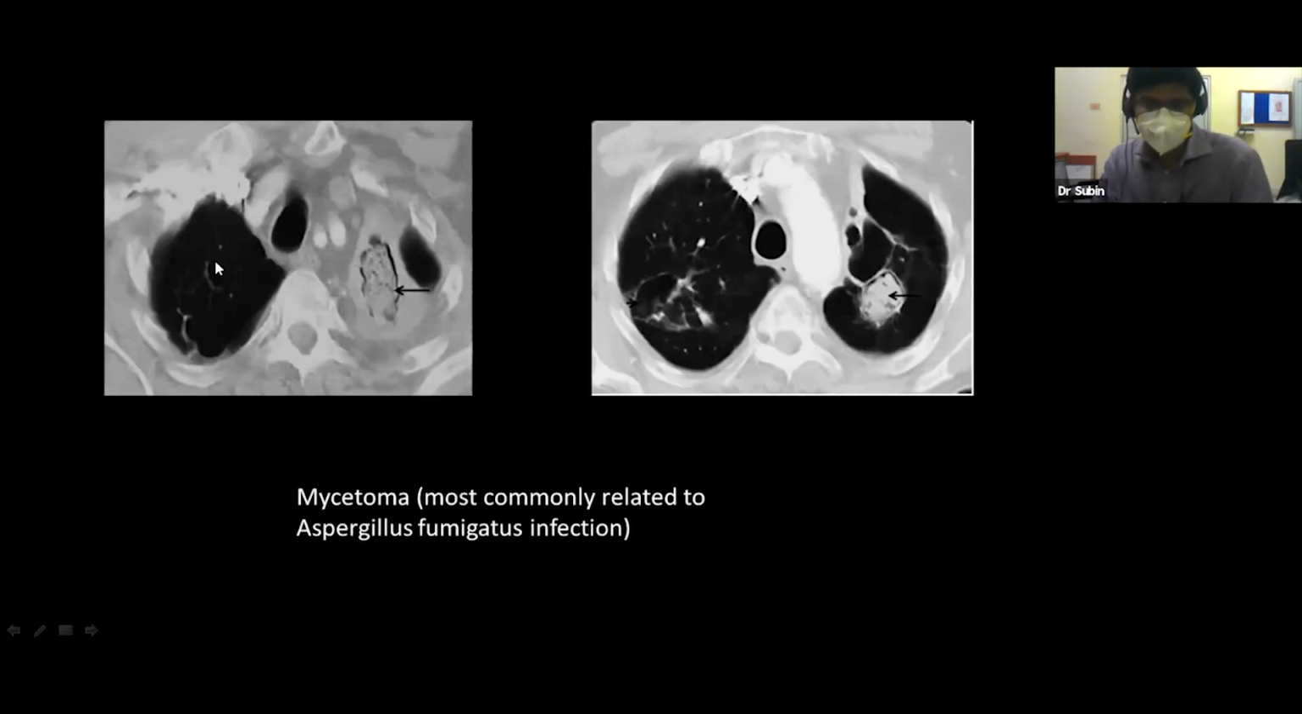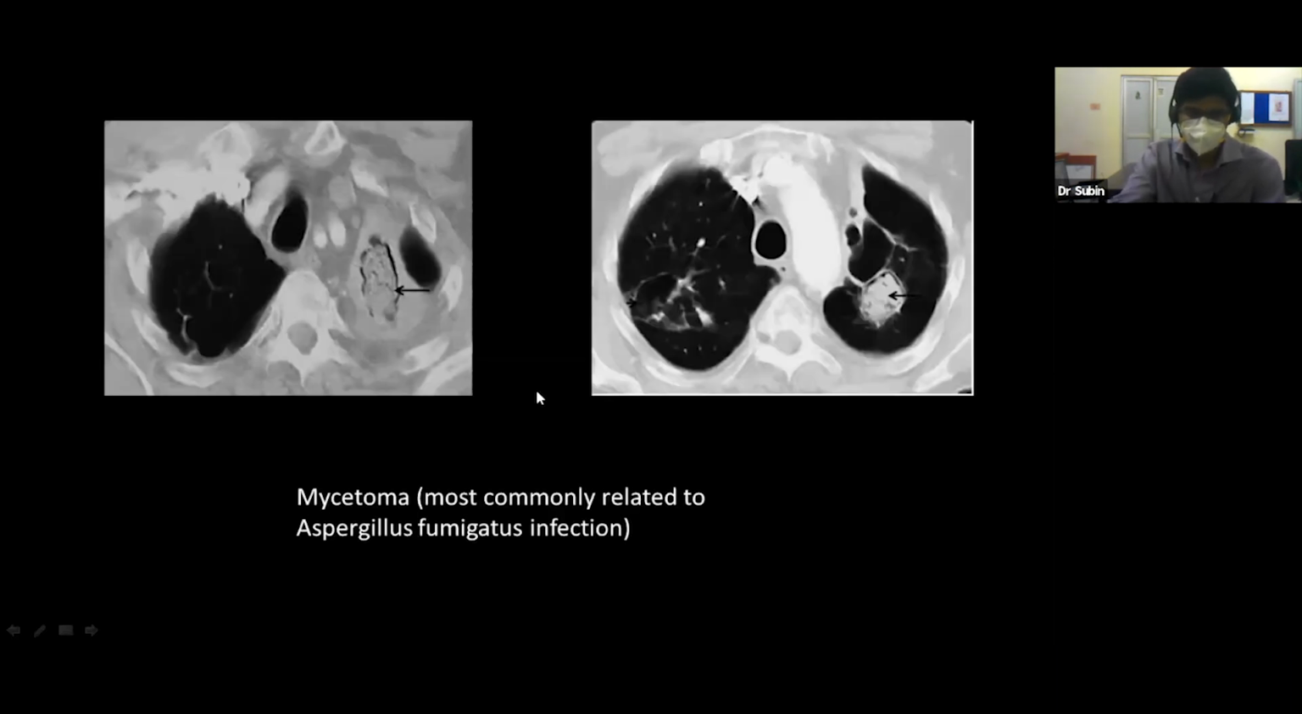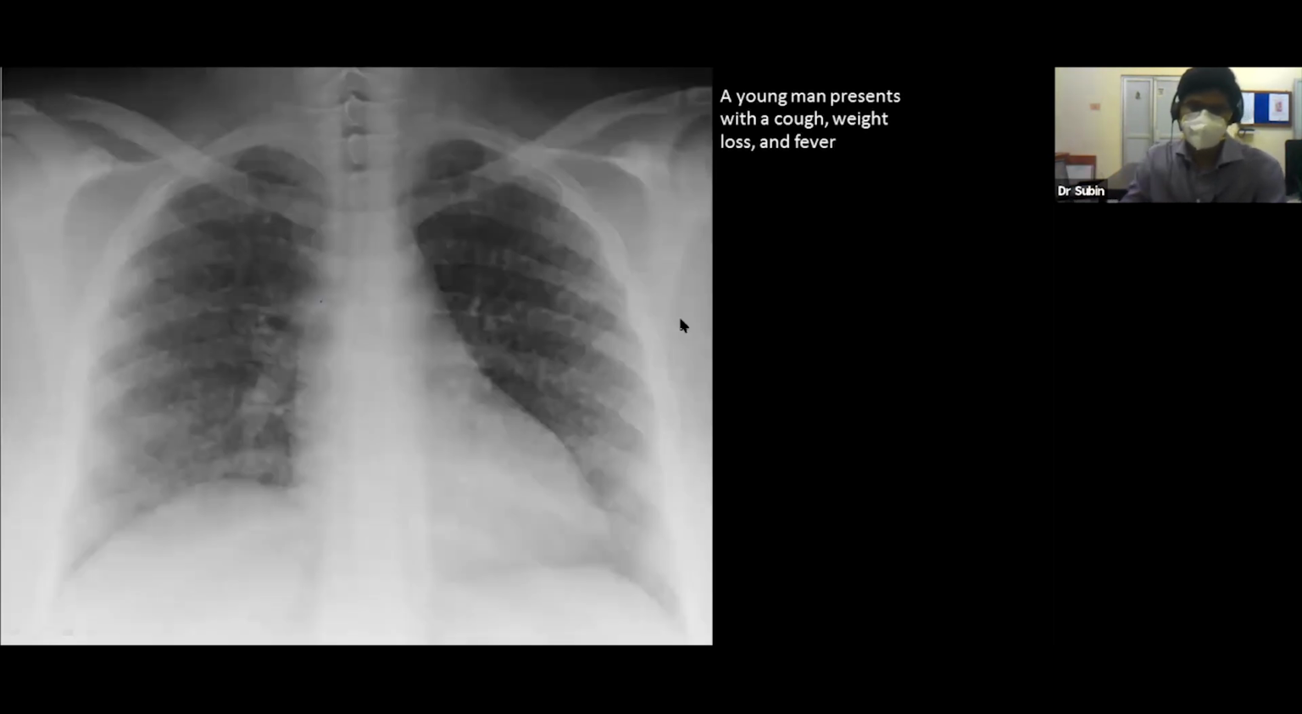That's a CT. All right, this is the myosarcoma. All signs of TB are there, volume loss and all those other things. Then there is this cavity with air lucency around it, and this is a myosarcoma or fungal ball in this patient. The nodules you saw on the other side are just calcified nodules, probably related to the TB before.